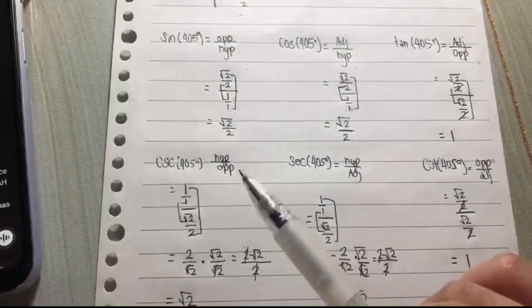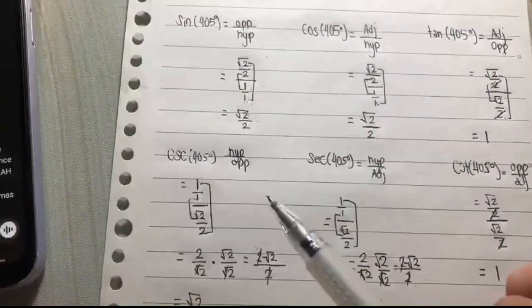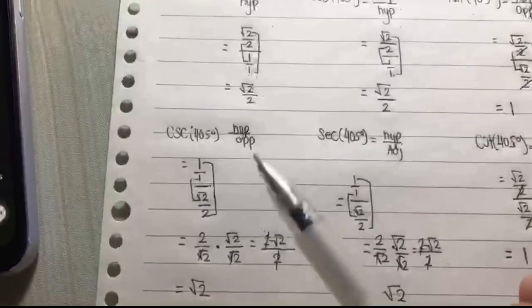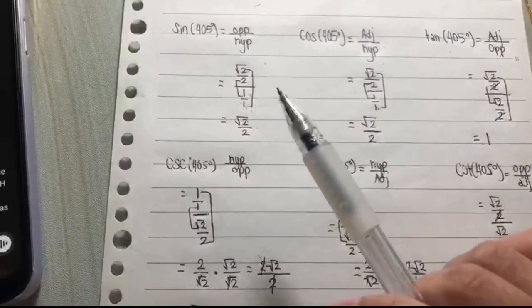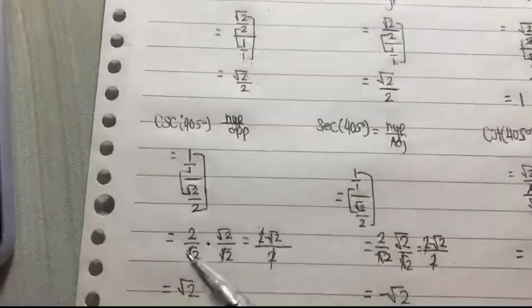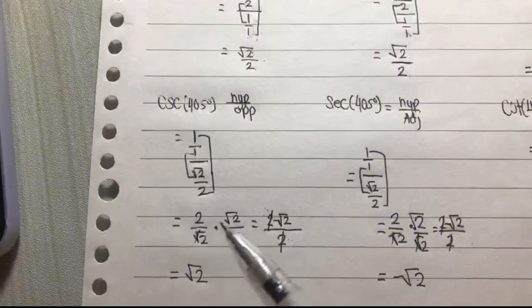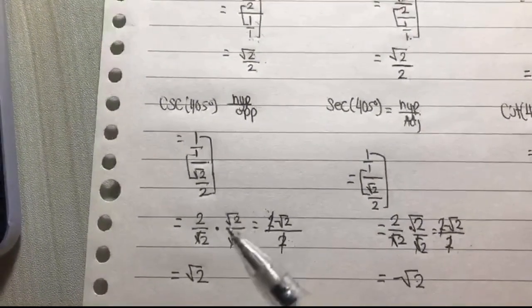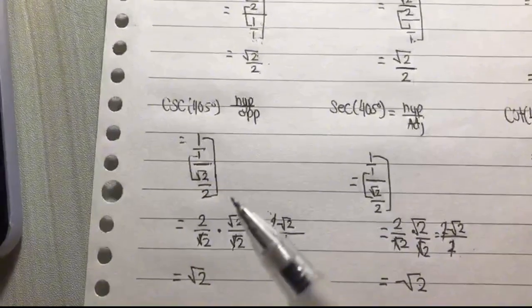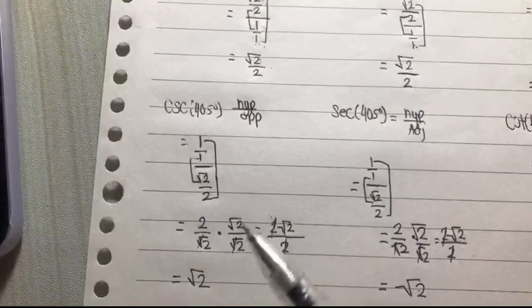Yung hypotenuse is 1, tapos yung opposite, ang value natin is square root of 2 over 2. So, pwede naman, kung ano yung sagot sa sine, i-reciprocal lang natin. So, 2 over square root of 2. Since ang denominator natin is square root of 2, kailangan natin siya i-rationalize.